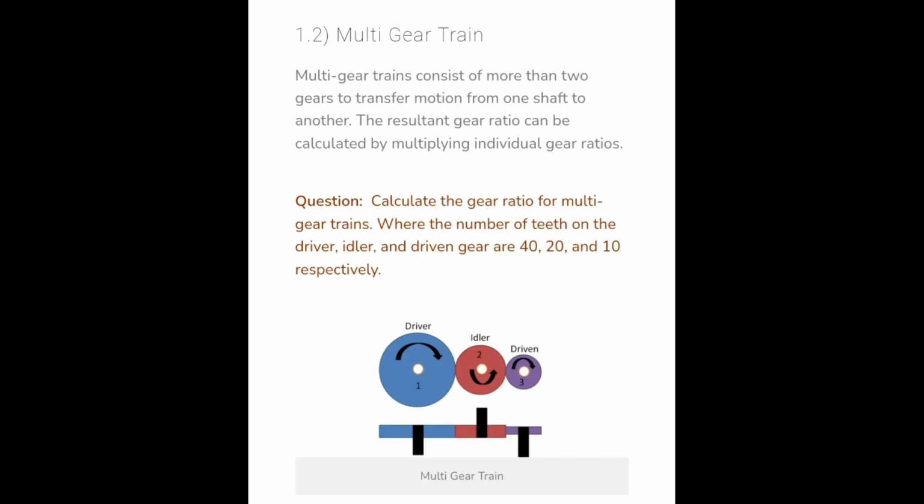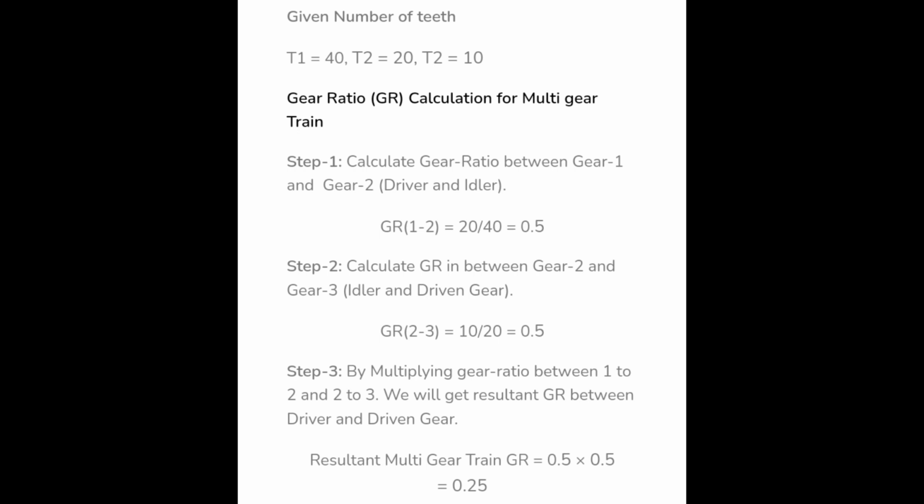And the next is multi-gear train. We discuss it with an example and question. There are driver, idler, and driven gear. Let's start with this question. Given the number of teeth T1 is 40, T2 is 20, and so on, for the gear ratio calculation for multi-gear train there are 3 steps. First, the gear ratio between G1 and G2. So the gear ratio between 1 and 2 is 20 upon 40, that is 0.5.